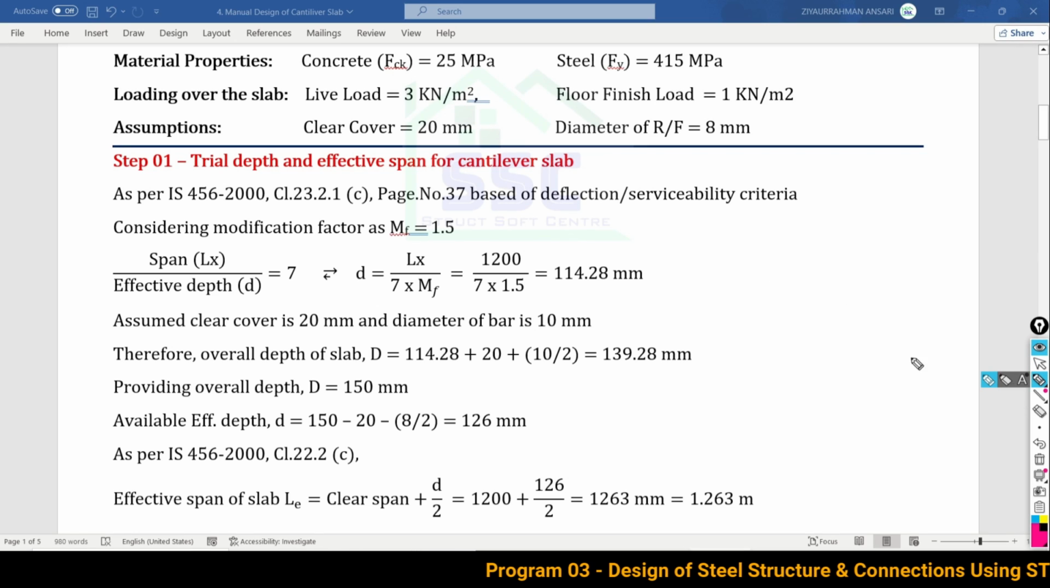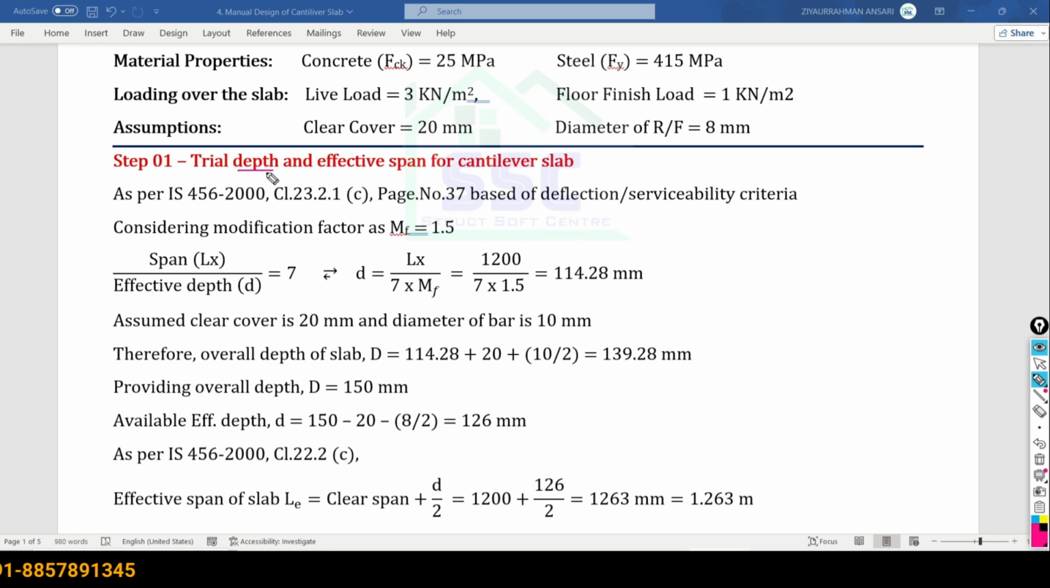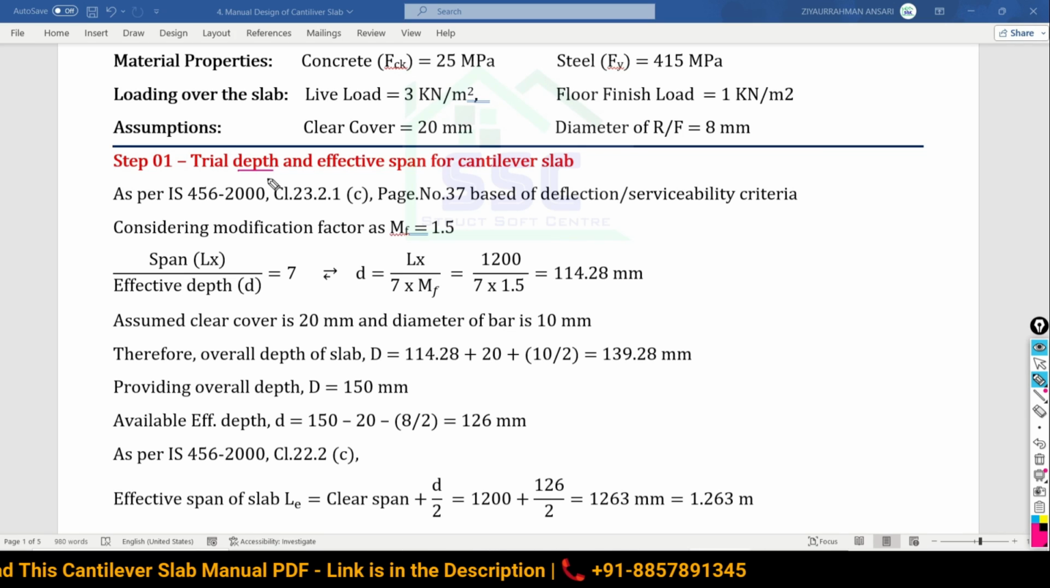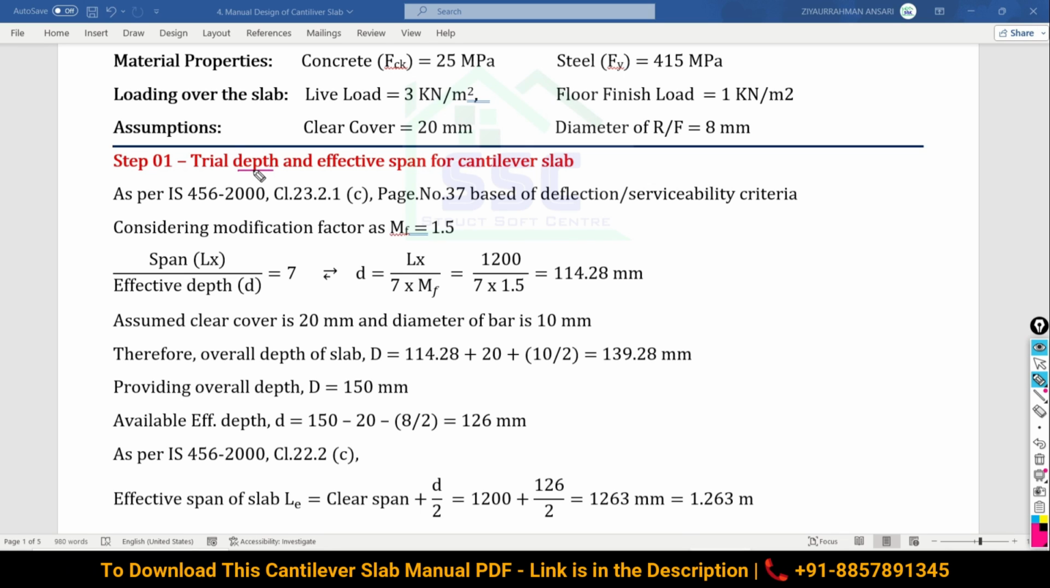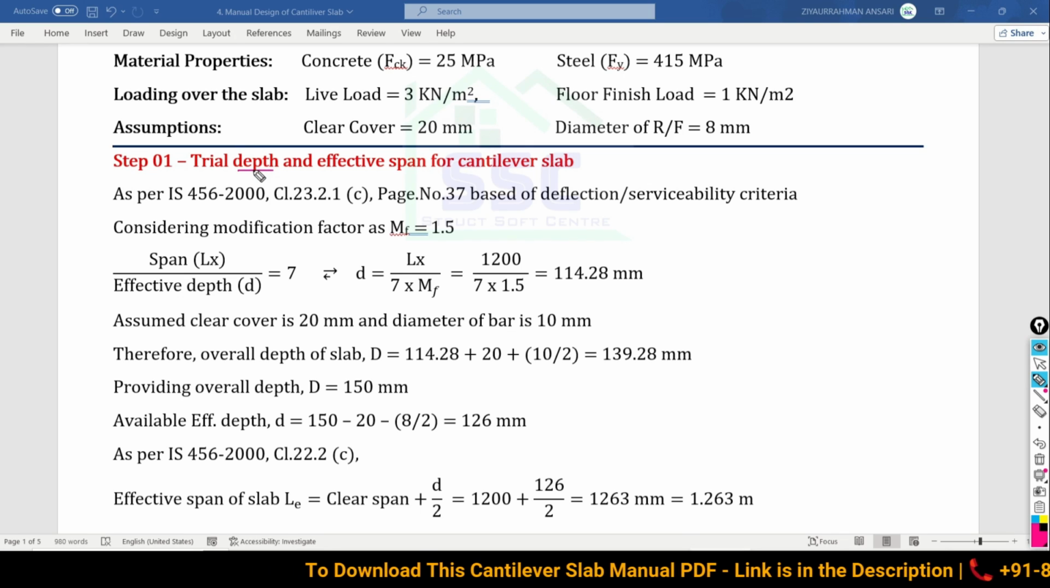Actually, the loadings and everything is given. In respect of all this given data, we are going to find out the trial depth, and with that depth we are going to proceed for the further calculation, like finding the reinforcement and everything for that trial depth. If that trial depth satisfies all the checks, then we are going to finalize the depth of the slab.